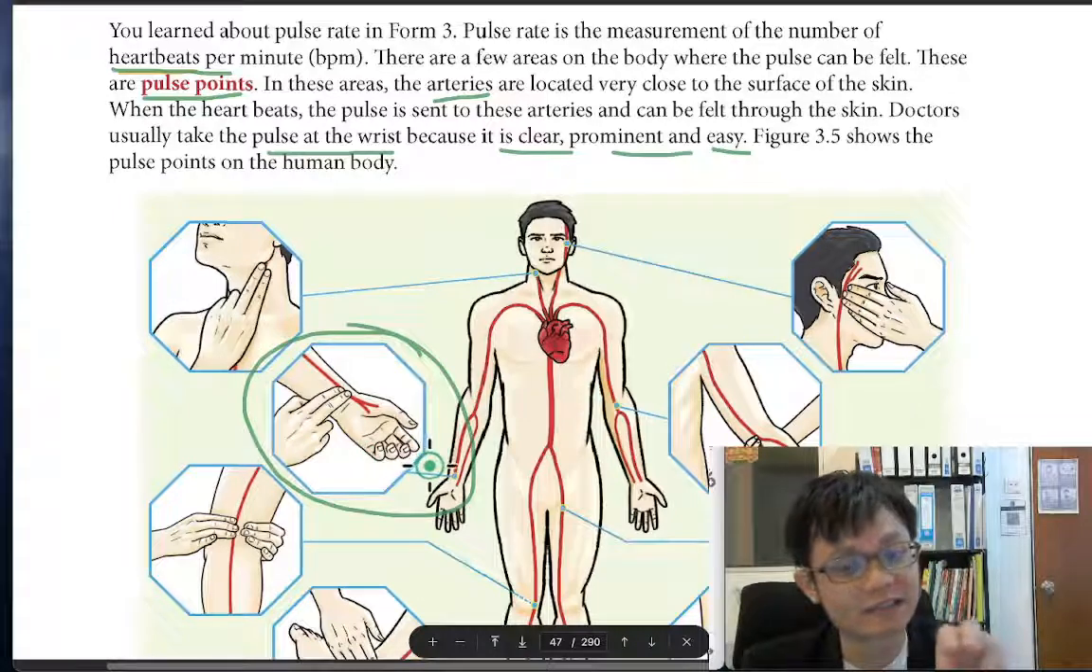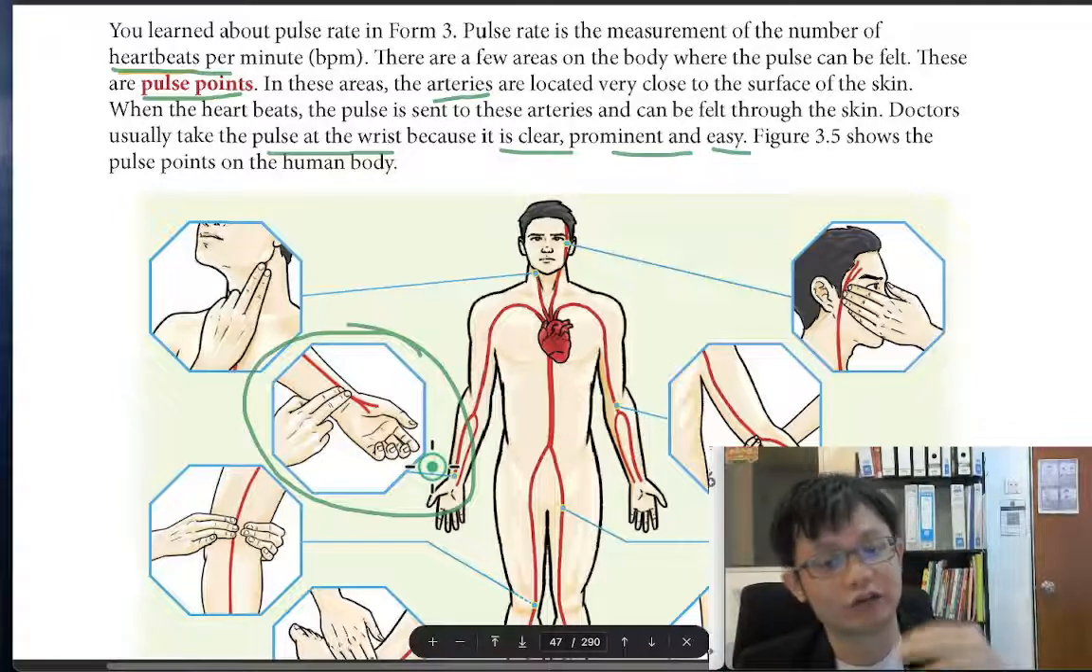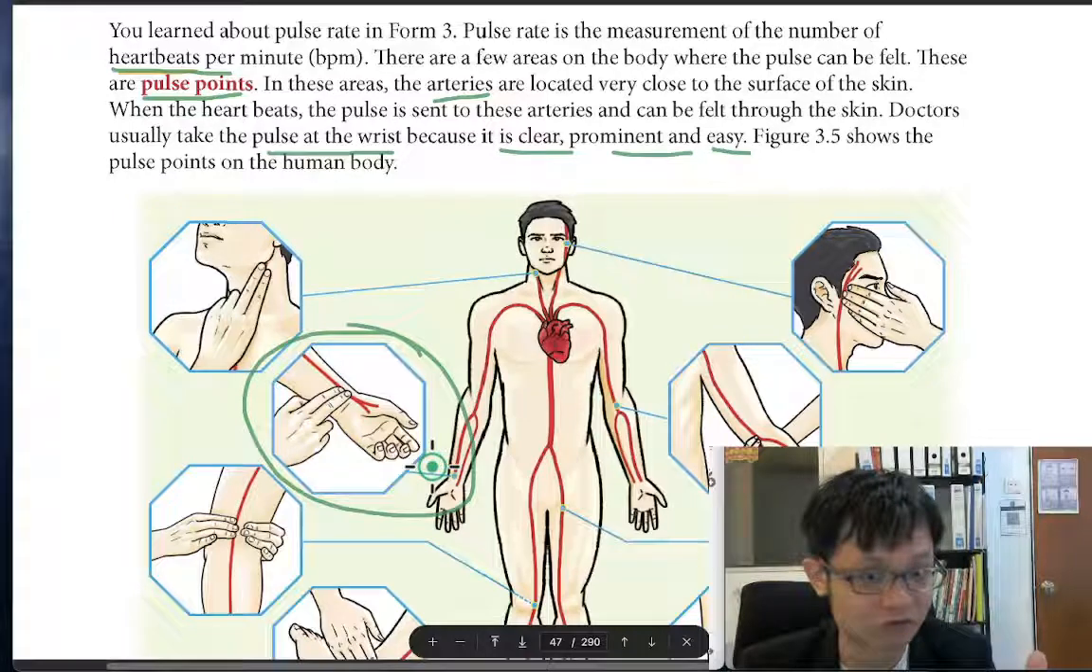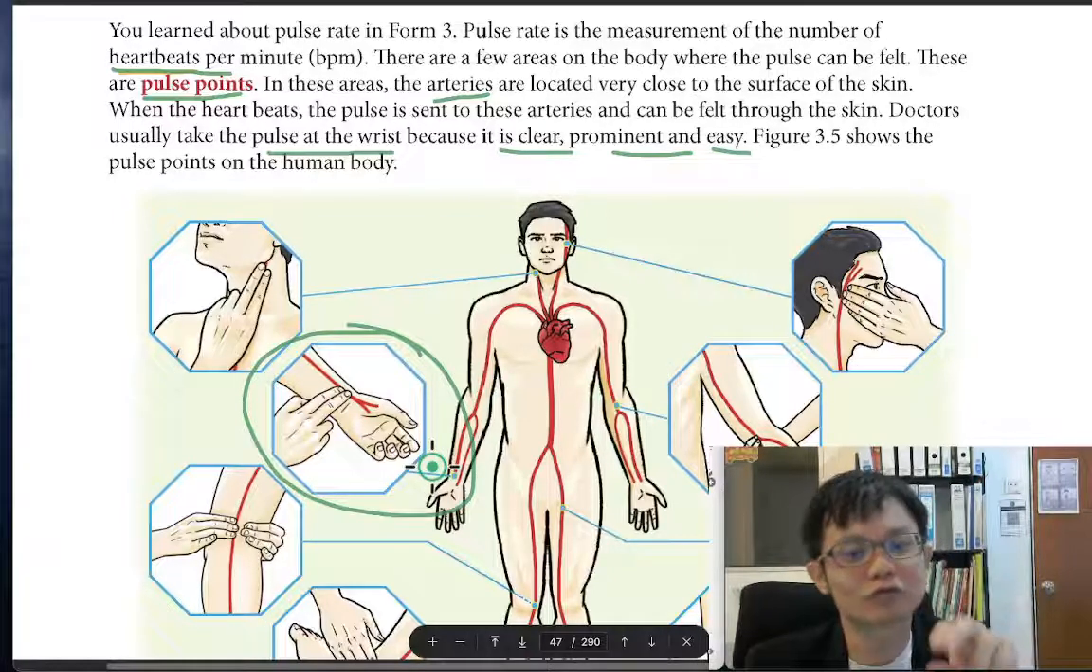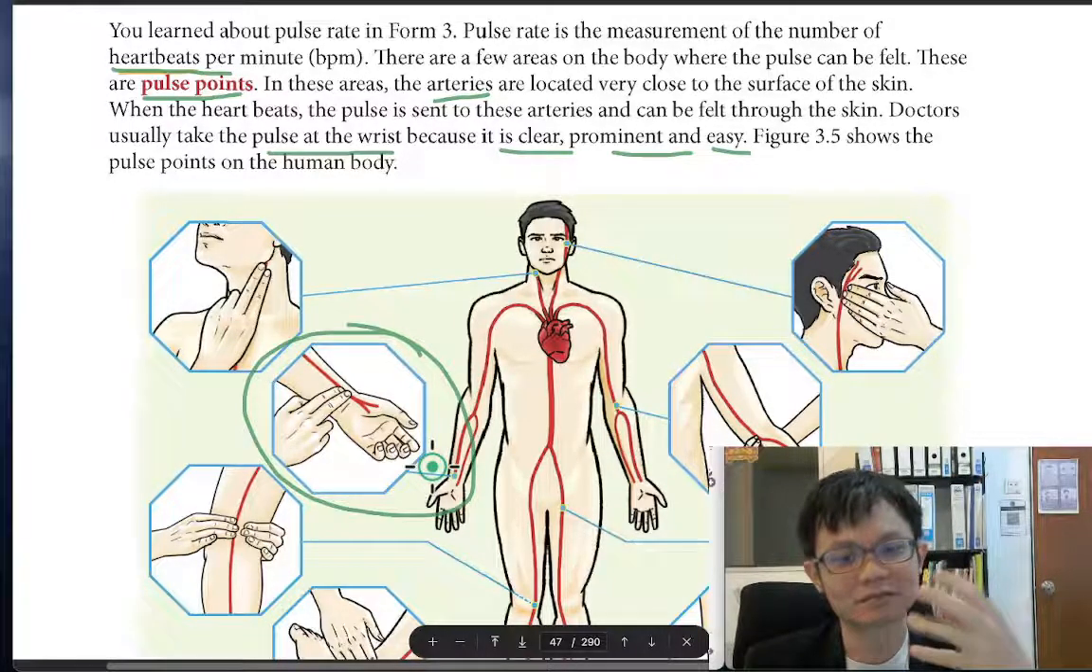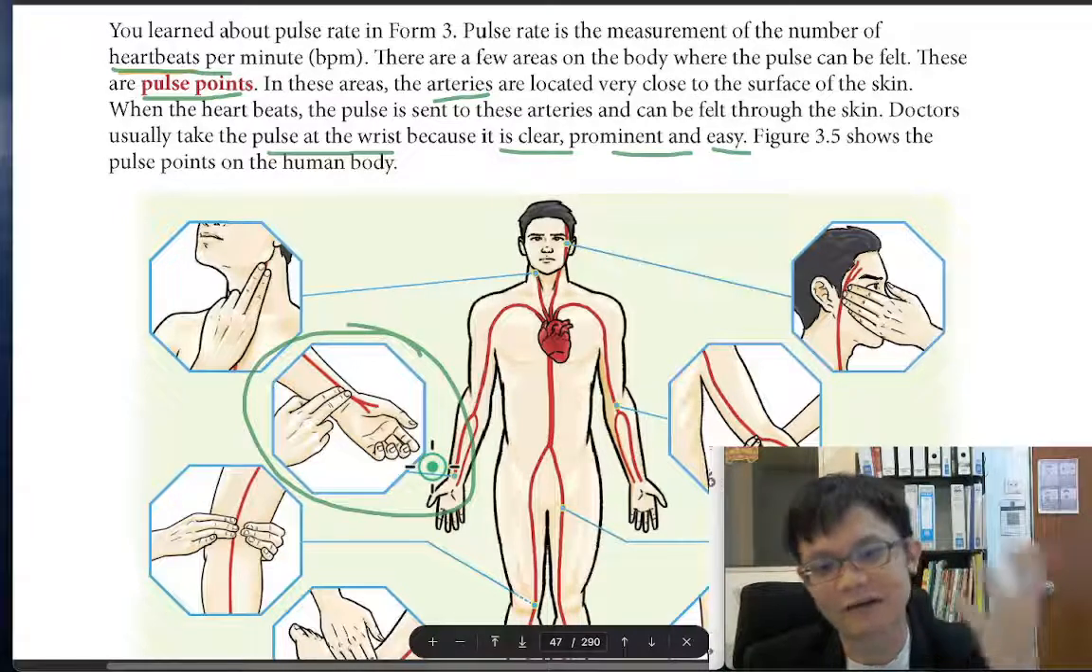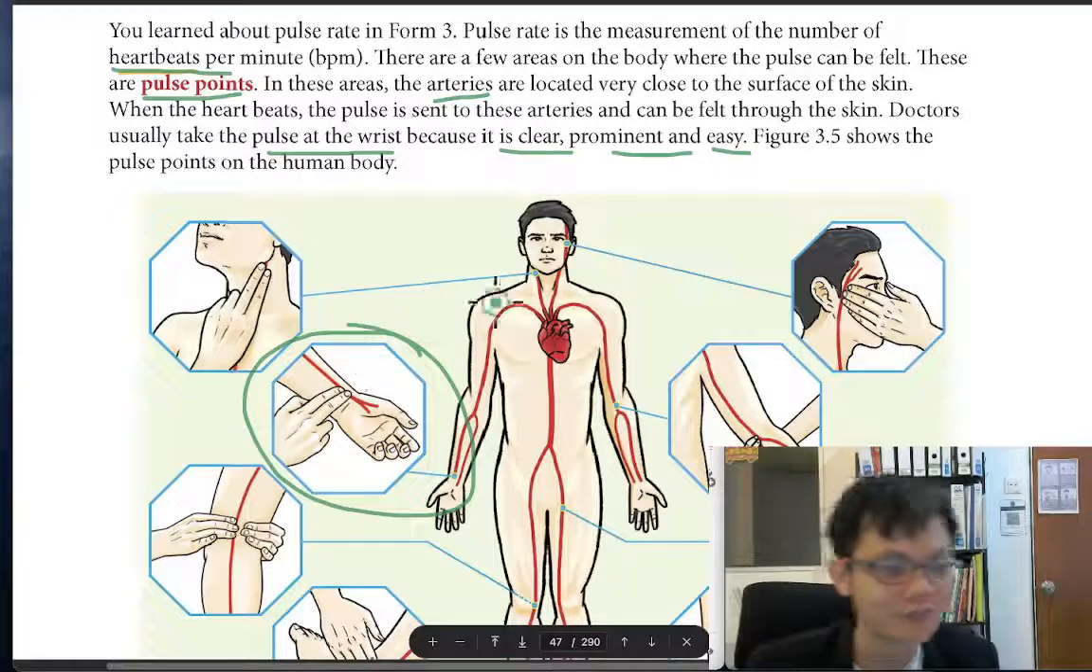Because in an emergency when you are going to die, usually the pulse will be very slow, very soft, or very very fast. Very very fast means you are going to have a heart attack soon, and then your heartbeat, 爆血管 or die, I don't know, or high blood pressure, I don't know.